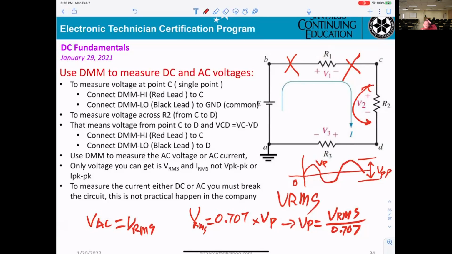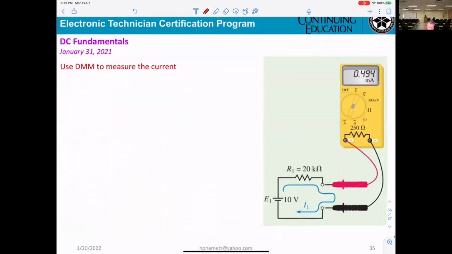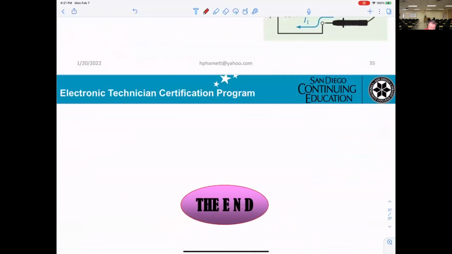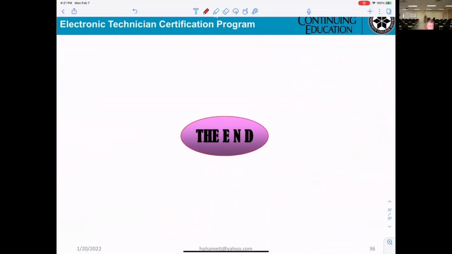So that's why you can see on equipment you bought, in the back it says 110 VAC. Okay, that means VIMS. Any question? Okay, so this one I'm not trying to explain to you. They measure the current. You can look at it. So basically that will be done.